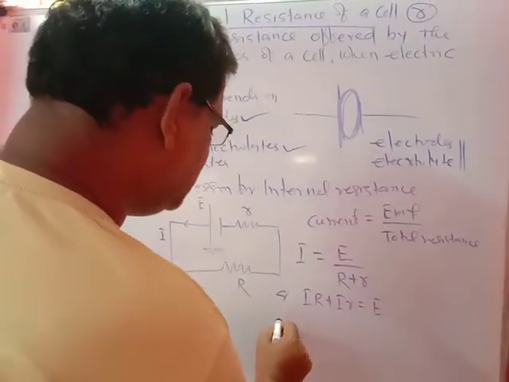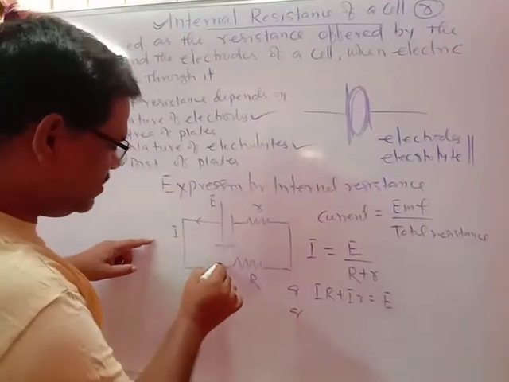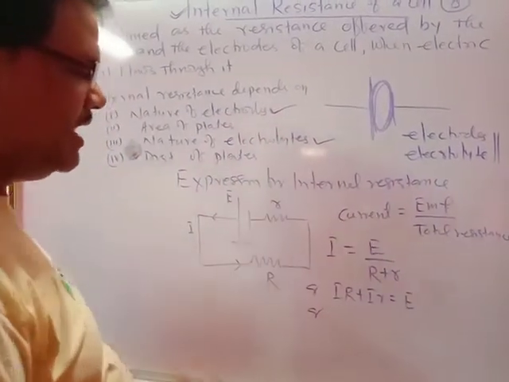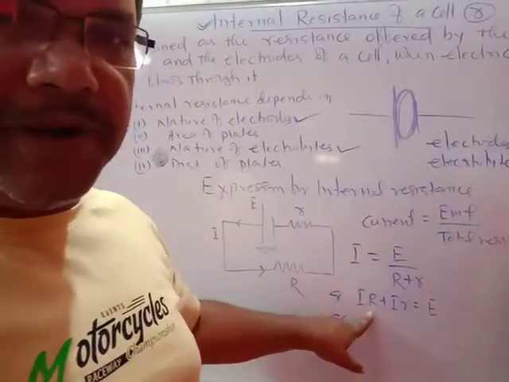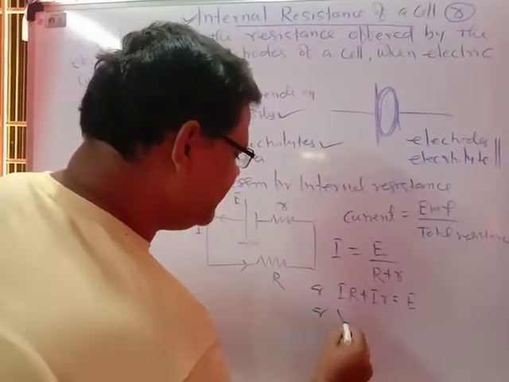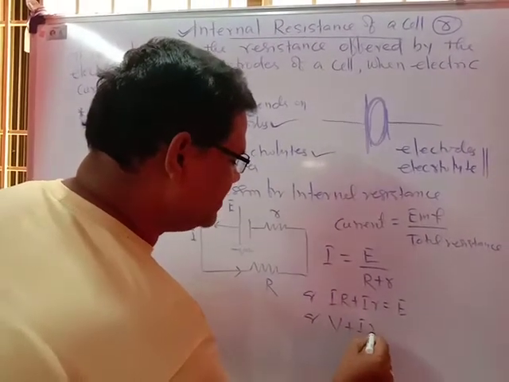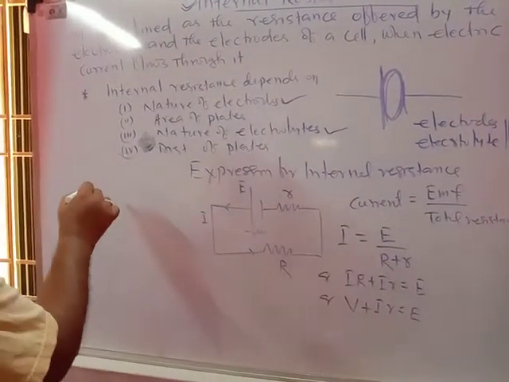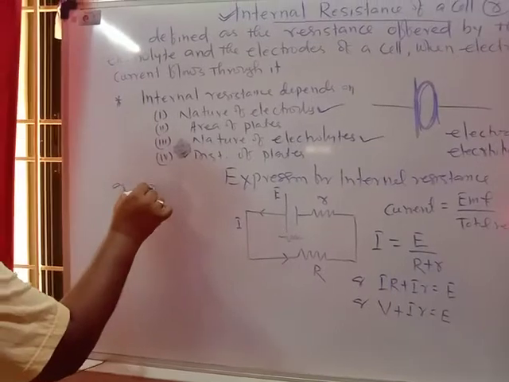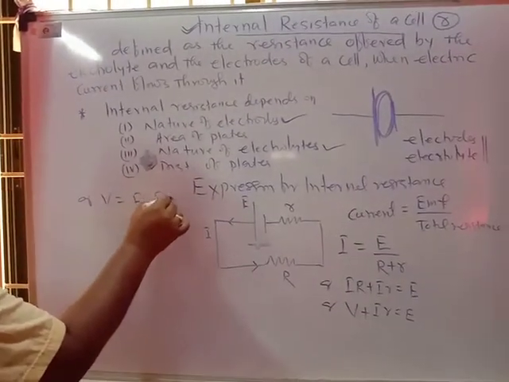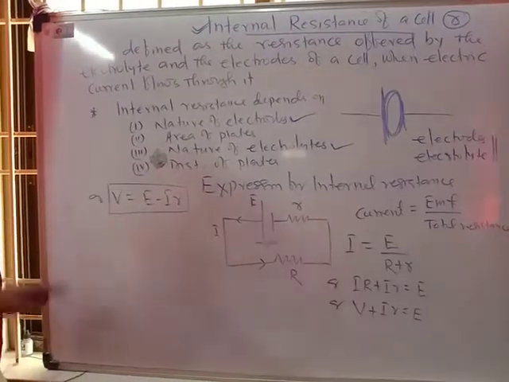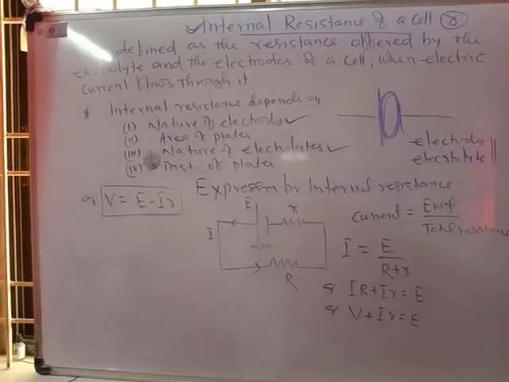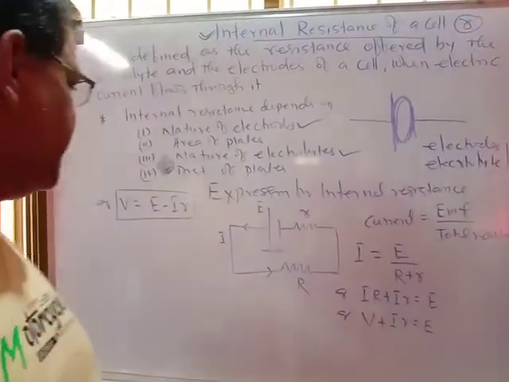What is I? The current passing through the load. So what is the PD between the two ends? Because the current is drawn into the circuit, IR is the terminal PD, the PD across the resistor. So V plus Ir equals E, or V equals E minus Ir. This is the relation between the terminal PD and the internal resistance when current is drawn from the cell into the circuit.